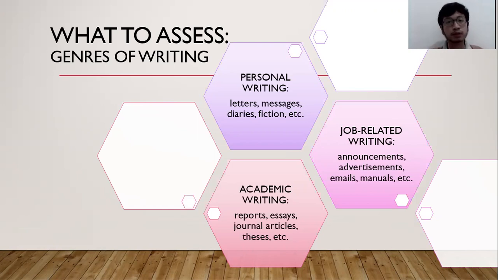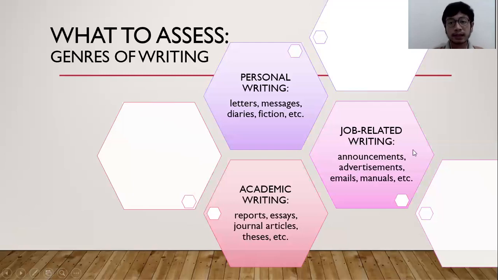Okay, according to Brown, there are three types of genres of text. The first one is personal writing. Personal writing deals with things like letters, messages, diaries, fiction. So those are texts that are intended for personal purposes, right? The letters here are related to personal kind of letters. So the letters that we write for our friends, for example, would be considered personal type of letters.